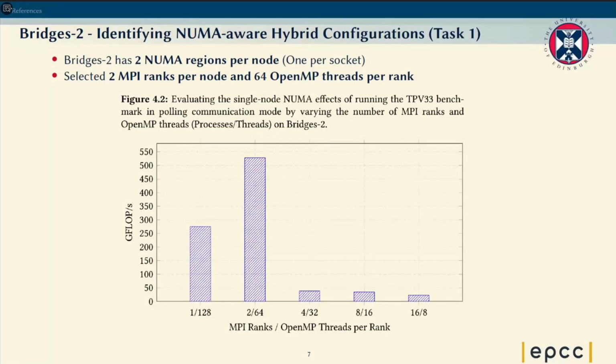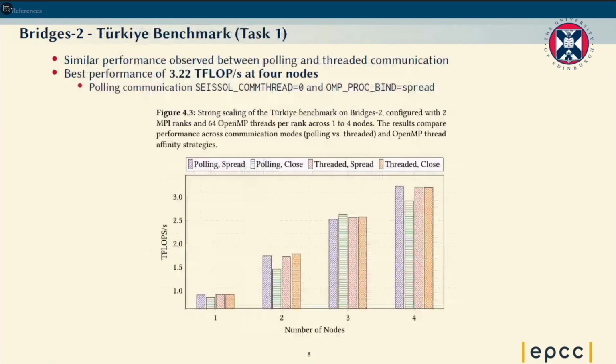So I investigated the NUMA effects, the non-uniform memory accesses. On Bridges 2, there are two NUMA regions, 1 per socket. That aligned with the initial performance of allocating 2 MPI ranks per node and 64 threads each. So based on that, I selected that option going forward. I conducted scaling from 1 to 4 nodes, testing the 2 different communication modes, polling and threaded, as well as the different OpenMP placement strategies, where I found that at 4 nodes, polling with a spread allocation achieved the best result at 3.2 teraflops.